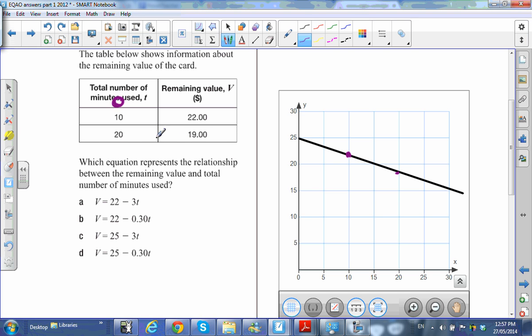So 20 to 10, we're going up 3. So go up another 3. We see the y-intercept should be 25. So it's going to be C or D. Also from the graph, we see that it's not going to be 22, because if it was 22, our line would have to go straight over from here. You know what I mean? It's going to continue up in this trend here.